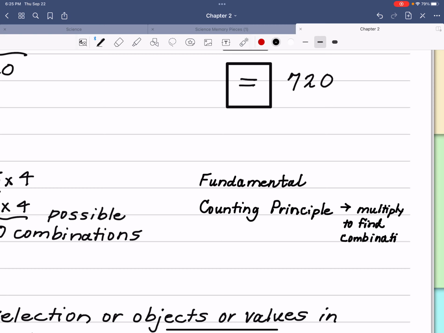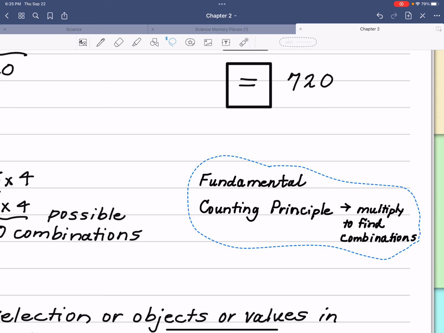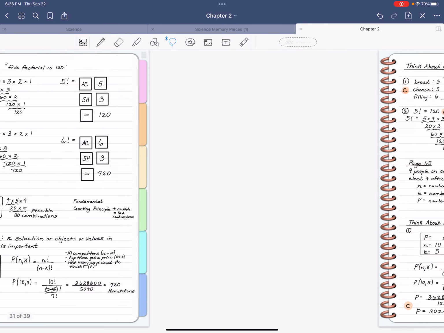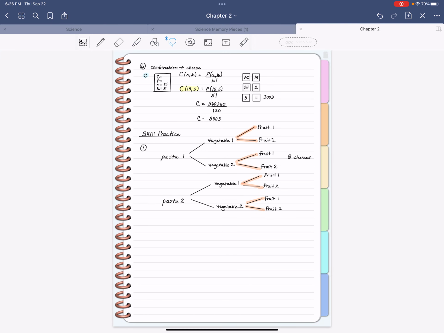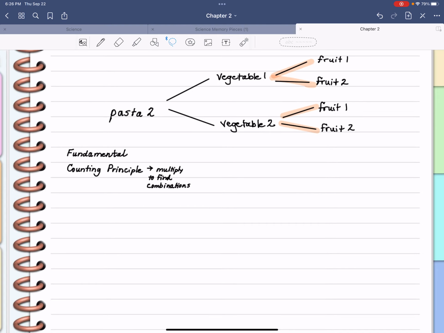And I'm going to go back to that one that we just worked, and I'll show you. I think I'm going to even bring this over here. So anywhere you can use a tree diagram, you can use the fundamental counting principle. So let me go back to that example that I just did right here. And let's apply this fundamental counting principle to this problem.